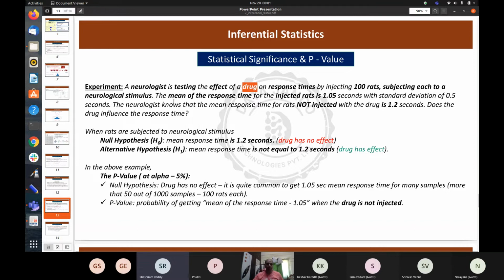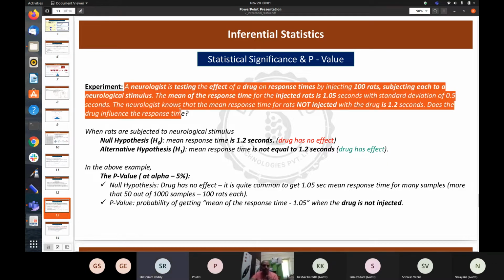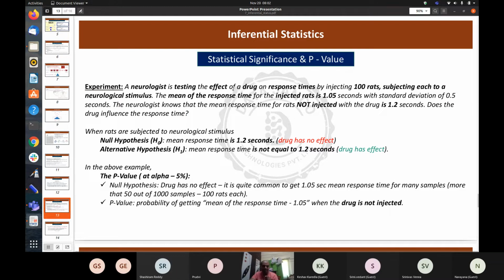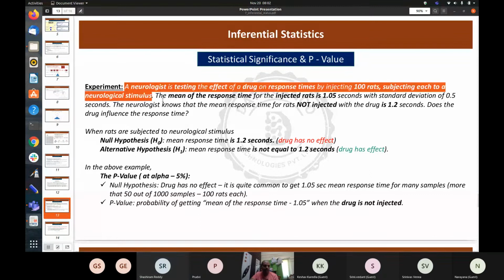No. Wait for a minute. Let me complete the whole thing and then maybe we can discuss, right? But try to carefully read this problem statement. A neurologist is testing the effect of a drug, right? That is the significance test we need to do, the drug's effect on response time, by injecting 100 rats, each subjected to a neurological stimulus. The neurological stimulus is already there. This guy is testing the drug. That's the meaning of this statement.